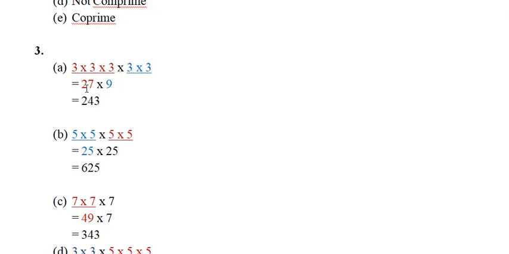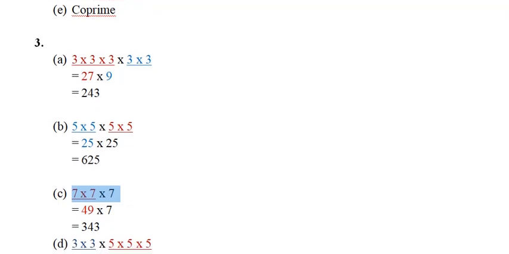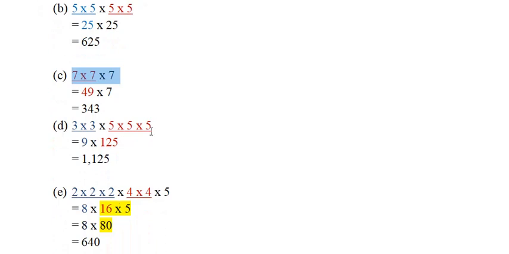But it should be remembered that when any number has a power, whether 2, 3, 4, or 5, it means that the number itself is repeating that many times. Now in the next question, 7 to the power 3, that is 7 is repeating itself 3 times. So 7 sevens are 49. Now 49 into 7 will be 343. Similarly, you will solve question D and question E.